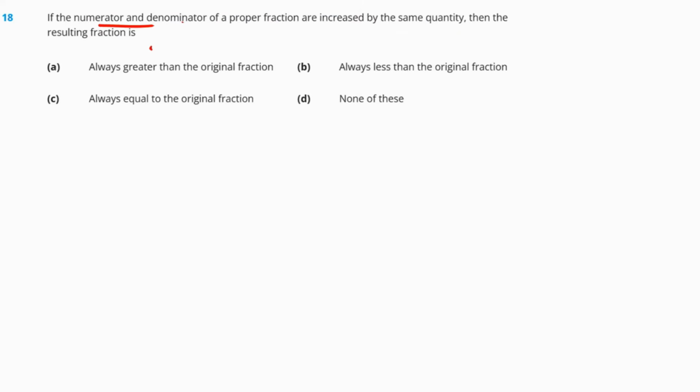Next question, if the numerator and denominator of a proper fraction are increased by the same quantity, then the resulting fraction is obviously always greater than the original one because we are increasing. So it obviously won't be lesser or stay equal, because not necessarily when you are adding the same number, we are not increasing it in the same ratio. We are adding, we are not multiplying. If we would have multiplied it and increased it in the same ratio, then it would have been equal. But over here, we're not multiplying it, we are adding it. We are increasing in same quantity, not in ratio.